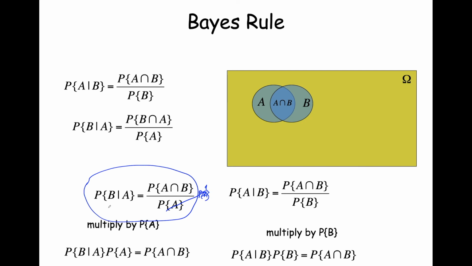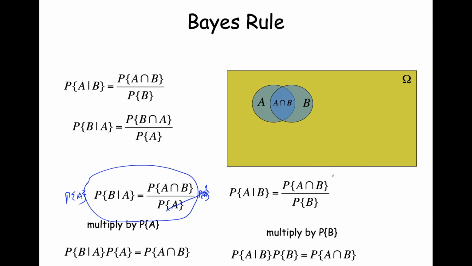And I'm left with probability of B, and I almost forgot, I multiply both sides. If I multiply the right-hand side by probability of A, I also multiply the left-hand side by probability of A. So when I cancel my probability of A on the right-hand side in the numerator and denominator, I'm left with the following expression. I have probability of B and A times probability of A on the left-hand side of equality, and then I have probability of A and B on the right-hand side of equality.